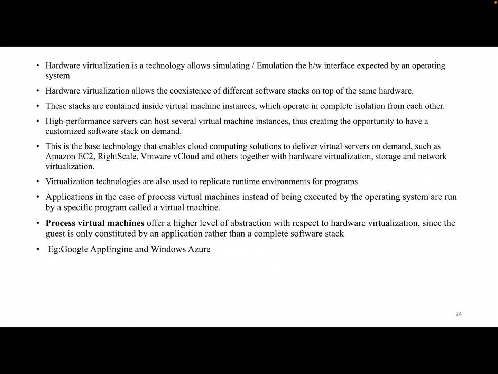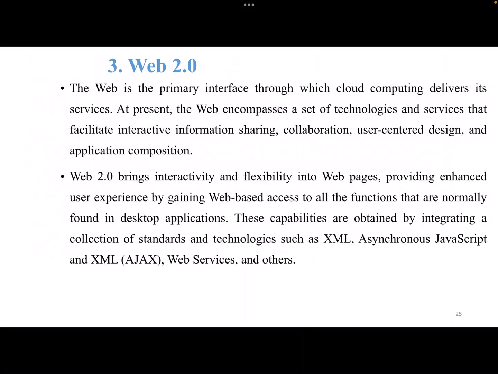Virtualization technologies are also used to replicate runtime environments for programs. In the case of a process virtual machine, instead of being executed directly by the OS, the application is run by a specific program called a virtual machine. Process virtual machines offer a higher level of abstraction with respect to hardware virtualization, since the guest is only constituted by an application rather than a complete software stack. For example, Google App Engine and Windows Azure. So in the upcoming slides, we'll see what Web 2.0, service oriented, and utility computing are.